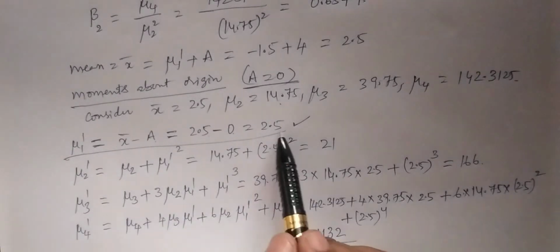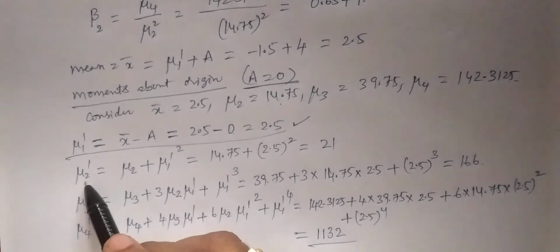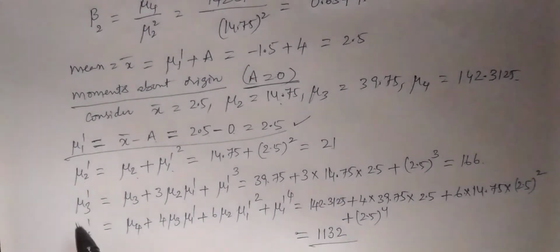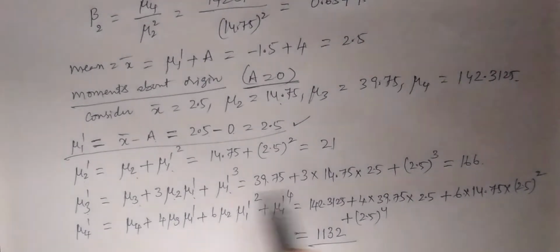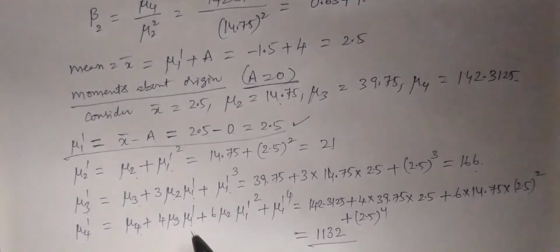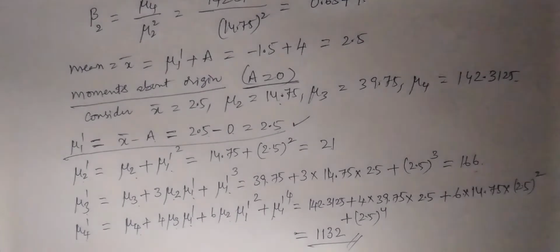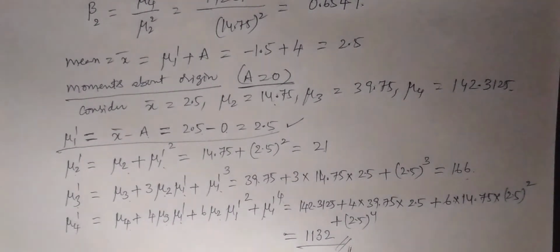So mu1 dash is 2.5, and then the relations: mu2 dash is equal to mu2 plus mu1 dash square. Substitute the value. mu3 dash is mu3 plus 3 mu2 mu1 dash plus mu1 dash cube, and you will get the value. And mu4 dash is mu4 plus 4 mu3 mu1 dash plus 6 mu2 mu1 dash square plus mu1 dash power 4. This is the value you have. So this is one very important problem, problem number 2, which I have explained in this session.